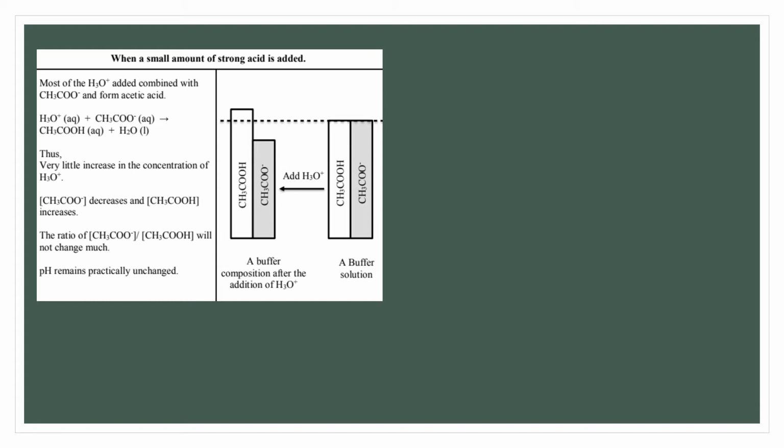Kita tengok macam mana kalau kita tambahkan a small amount of strong acid. So most, ya, bukan all the H plus added, most of the H plus added will combine with the acetate ion. Yang ini dan dia akan formkan acetic acid. Equation dia di sini. Tambahkan H plus, H2O, CH3COO minus dan dia akan producekan acetic acid. Okay. H3O plus akan being consumed by the acetate to form the acetic acid and H2O liquid.